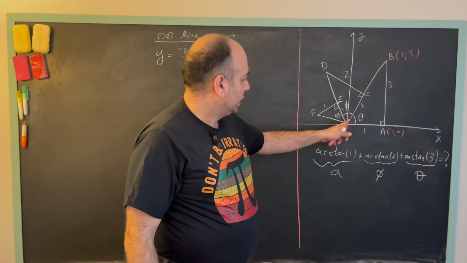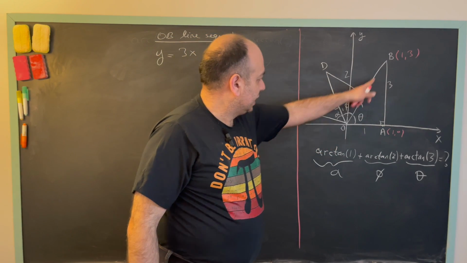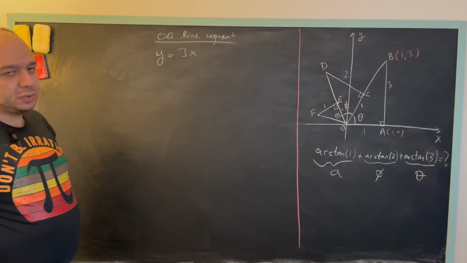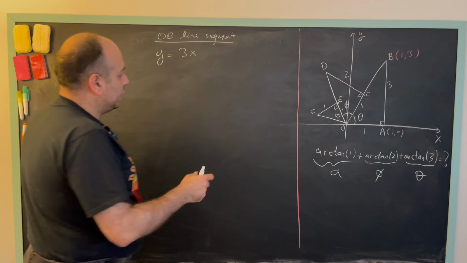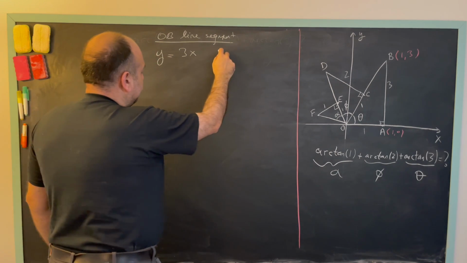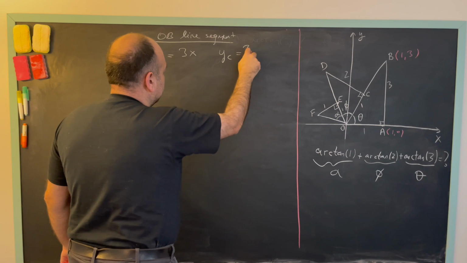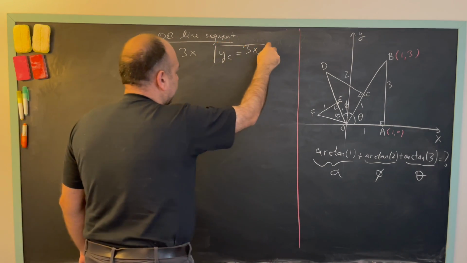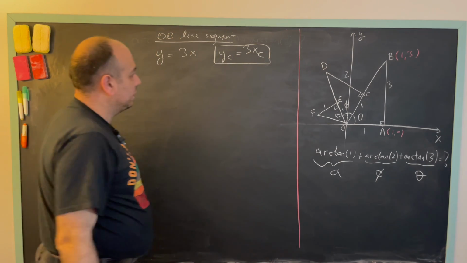This is good. And this line passes through the origin. So when x is equal to 0, y must be equal to 0. Okay, so if I look at point C, y of C must be equal to 3xc. So this is the first equation I have for the coordinates of C.